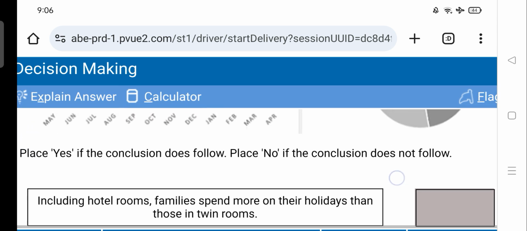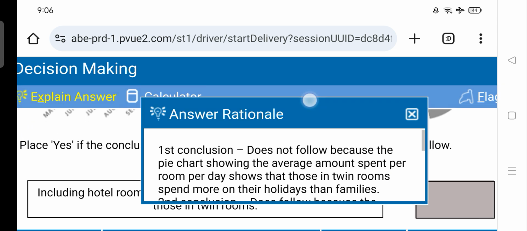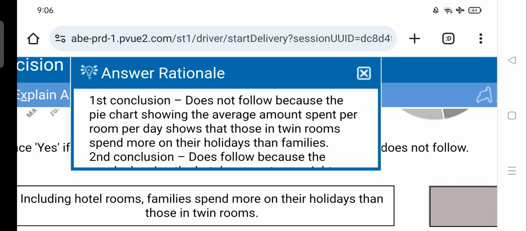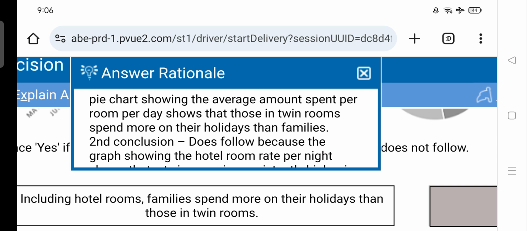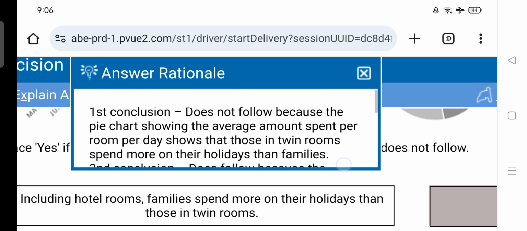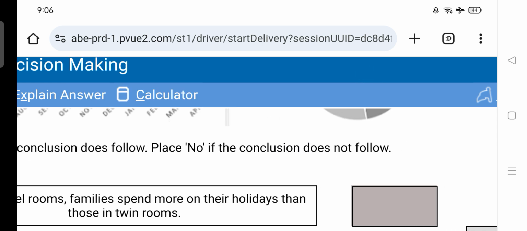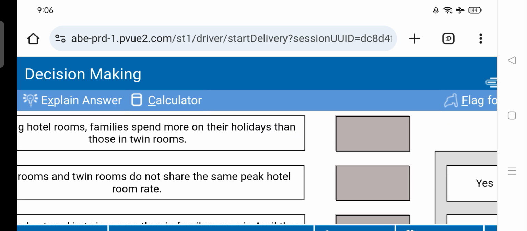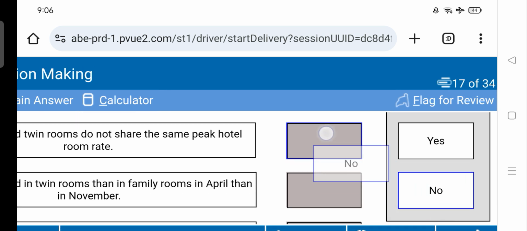So here we have our first conclusion. It does not follow because the pie chart showing the average amount spent per room per day shows that those in twin rooms spend more on their holidays than families. So this one does not follow, and that's why we will drag a no in front of this conclusion.